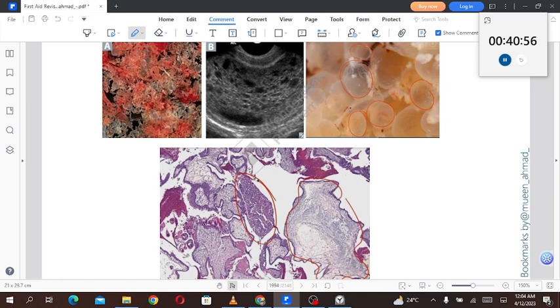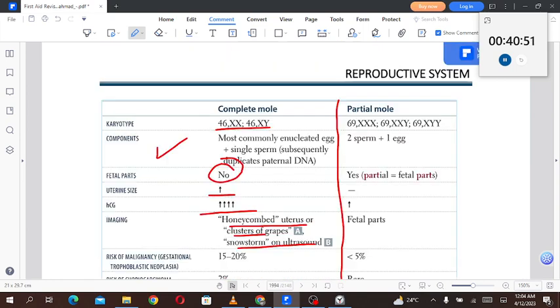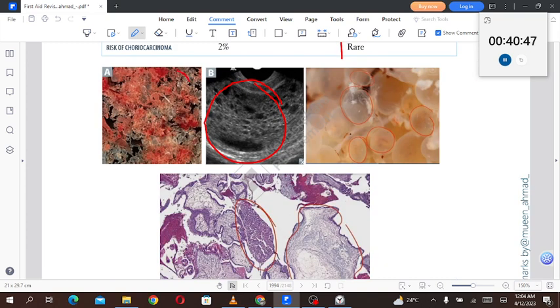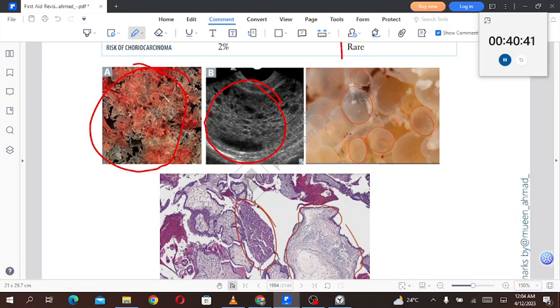So I guess these are the pictures. I guess this is the honeycomb picture, and this is the cluster of grapes. If you can find some grapes over there, let me know. And then in B, they are showing the snowstorm appearance on the ultrasound. So this is not the honeycomb appearance. This is the snowstorm appearance.